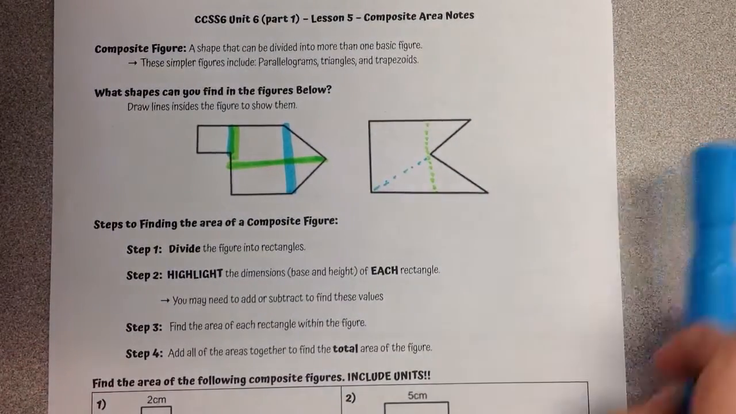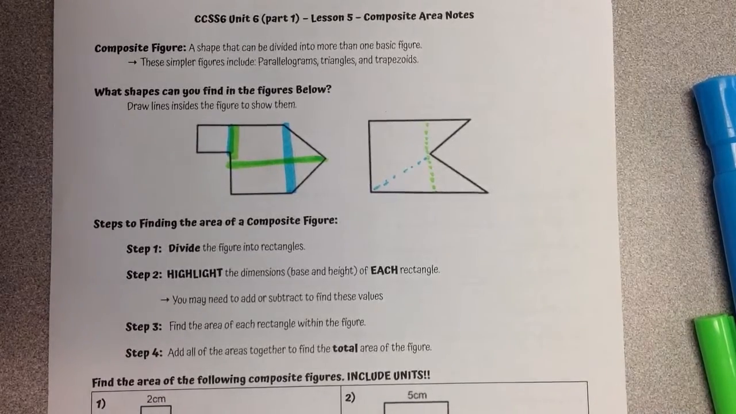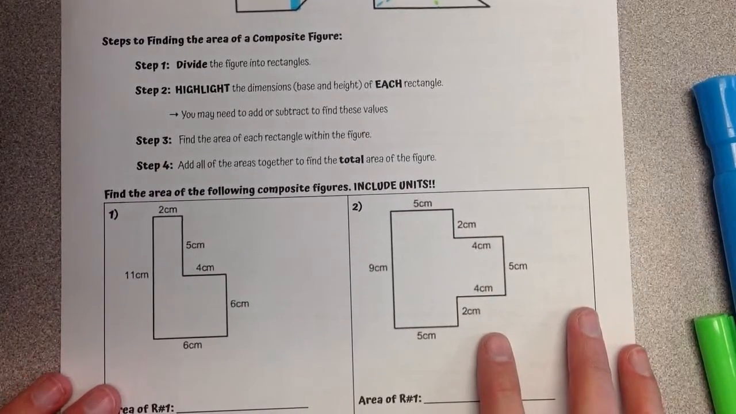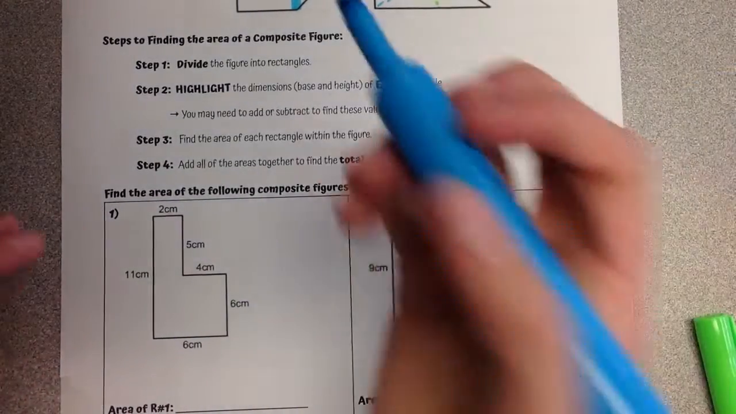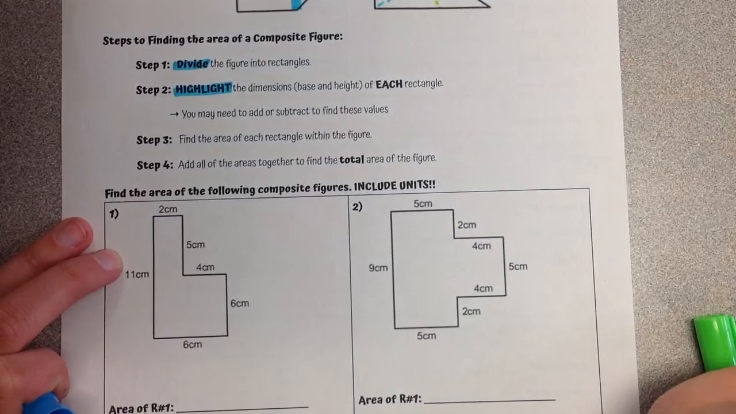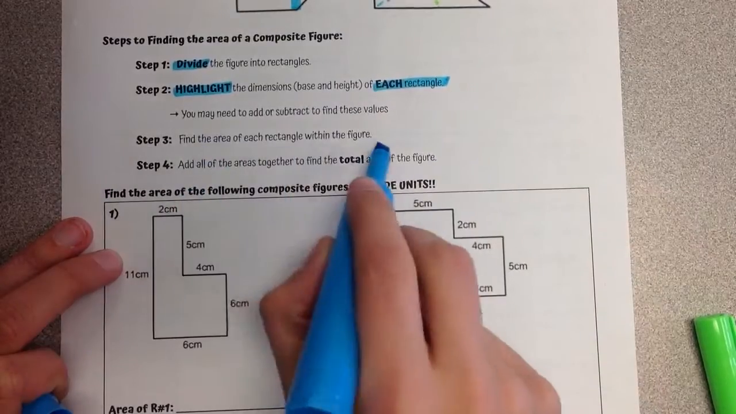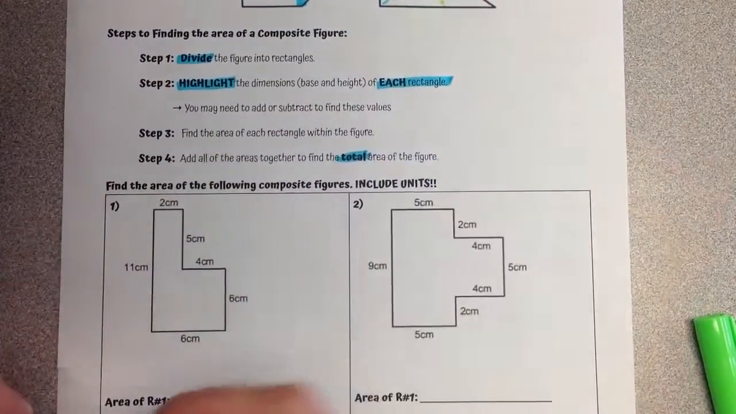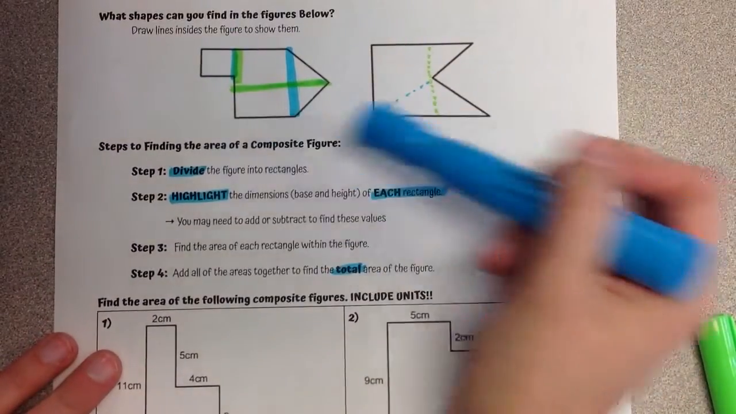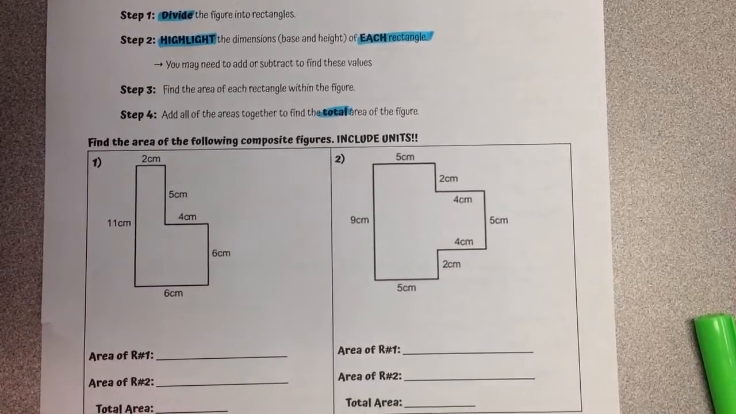So we're just taking these shapes that we can't find the area of because we don't have a formula for them. They're not triangles, trapezoids, parallelograms, any of that. But we can divide it into those shapes to then add up all those areas together. So the steps to finding the area of a composite figure. We're going to divide the figure into rectangles. We're going to highlight the dimensions, the base and height of each rectangle. Find the area of them all and then add them all together to get the total. So even though we divided these shapes into triangles, trapezoids, all that, we're going to focus on right now is ones that are divided into rectangles.